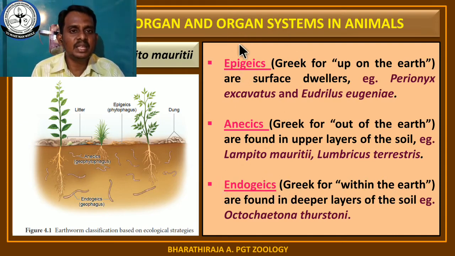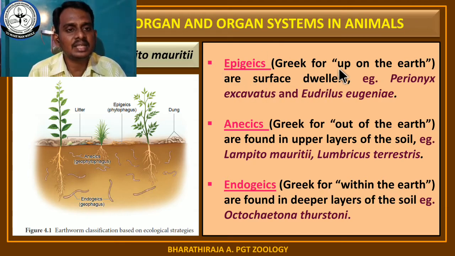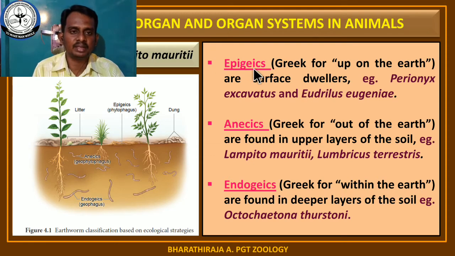What is epi? Epi means outermost surface. Epidermis சொல்றோம்ல வெளிப்பகுதி. In Greek word epi means up on the earth. எர்த்துக்கு மேலே அப்படின்னு அர்த்தம். This group of earthworms are living in the surface area of the soil. So commonly they are called as surface dwellers.